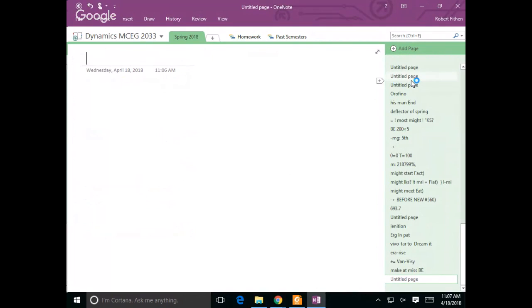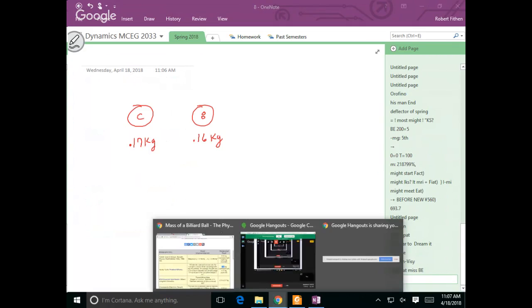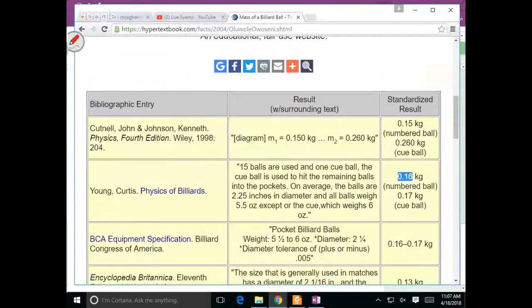Okay, so let's first do a straight on impact. You're sitting at the table, you want to hit it, and you want the ball to go exactly in the direction that you hit the other ball. Here, I'll say the cue ball and the 8 ball. The cue ball has a mass, what did he say, 0.17 kilograms, and this is 0.16 kilograms. Let me double check that though. 0.17, 0.16. Good enough.